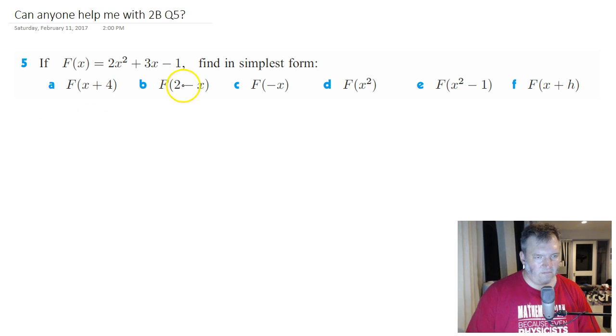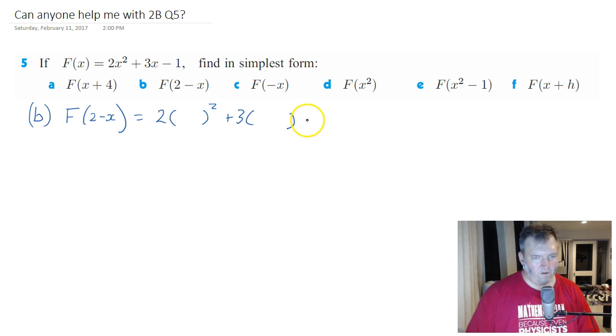A and B are pretty similar. B's got a negative, so why don't I do that one just to be helpful. So f of 2 minus x. Remember, all we do is we take the structure of f of x and replace every x with whatever's inside that bracket. So I'm going to go 2 times something squared plus 3 times whatever the thing inside the brackets is minus 1. You can see that's like the skeleton, that's the framework of that function.